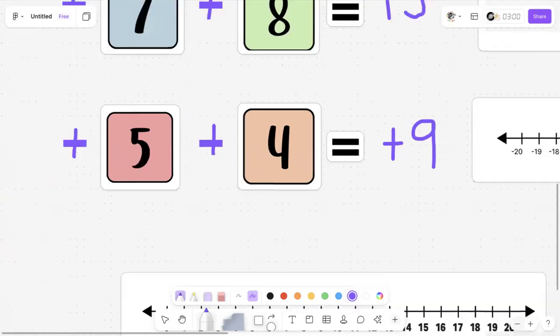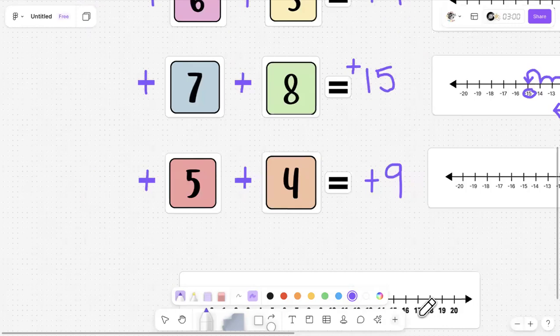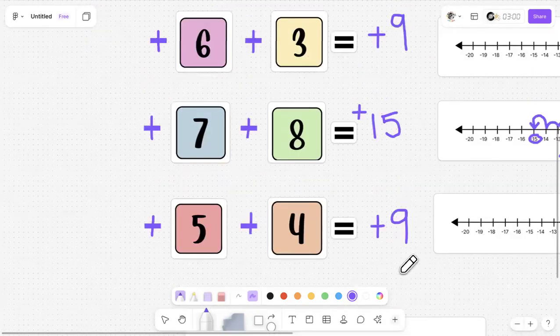So that is our lesson today about combining numbers with the same sign. Next time we are going to explore what happens when we combine a positive number with a negative number.